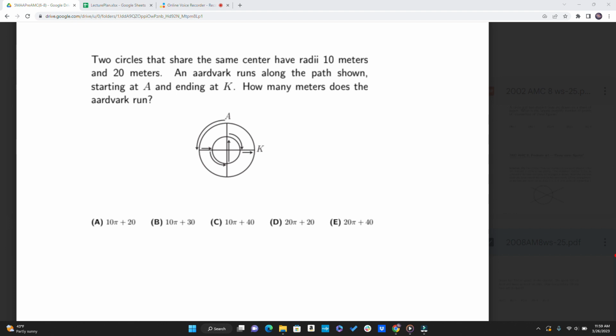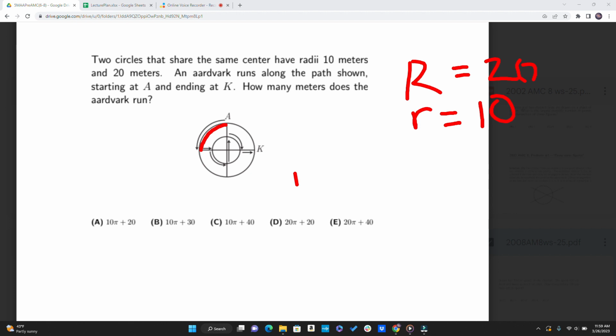Okay, so we've got two circles. We've got the bigger circle that has radius 20, and then the smaller circle with radius 10. We see that the aardvark is going to start out by running along a quarter of the larger circle, right? So this part here is a quarter of the larger circle, and more specifically, a quarter of its circumference. The circumference is basically like the perimeter, but for a circle. So it's going to be that quarter part.